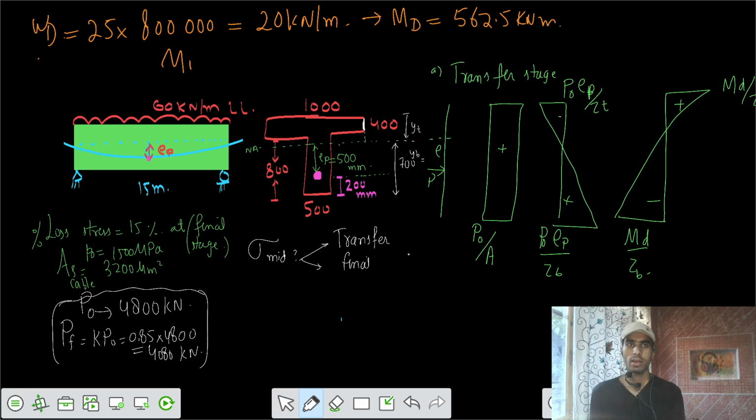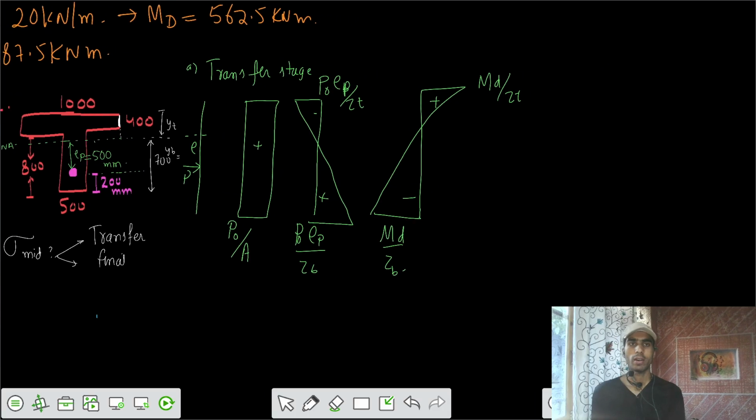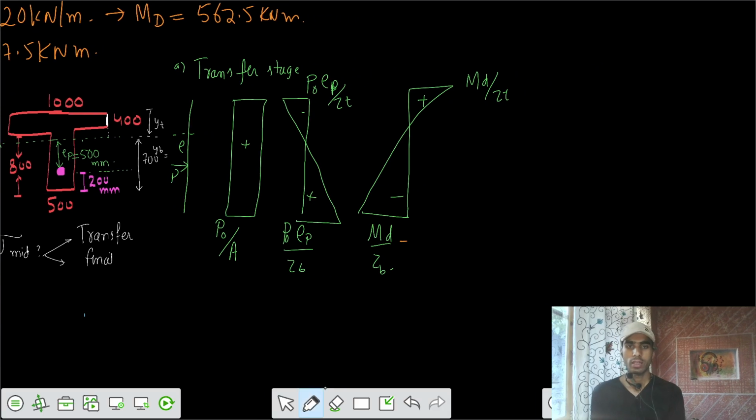And because of the live load, you are having some moment contributed, that is 1687.5 kilonewton meters. That equation is WL square by 8 at the midspan. So these are the two different moments. So I would solve that 562.5 kilonewton meters divided by I neutral axis.